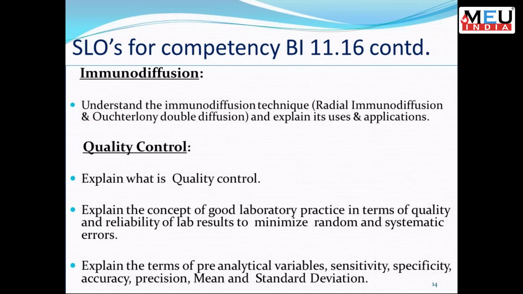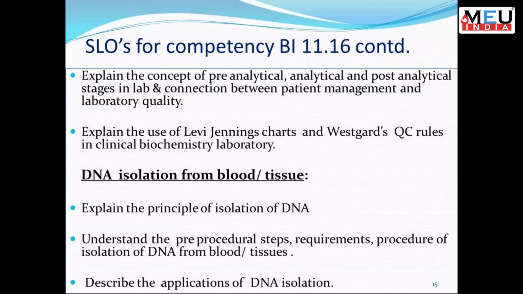in terms of quality and reliability of lab results to minimize random and systematic errors. Explain the terms pre-analytical variables, sensitivity, specificity, accuracy, precision, mean and standard deviation. Explain the concept of pre-analytical, analytical, and post-analytical stages in the lab and the connection between patient management and laboratory quality. Explain the use of Levey-Jennings charts and Westgard's QC rules in the clinical biochemistry laboratory.